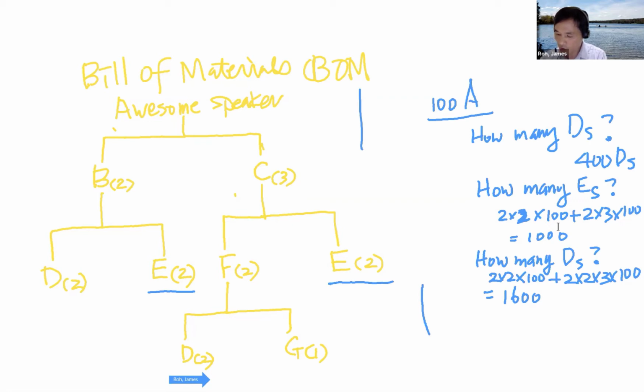Every F has 2 Ds, every C has 2 Fs, and every awesome speaker has 3 Cs. So you have one more level. So you have to multiply this subscript 2 times 2 times 3, and then times the number of awesome speakers. So in this sense, it's different, right? You have one more level there. So the first D was for the D's under the B's, and then the third question was for the D's under the C's.